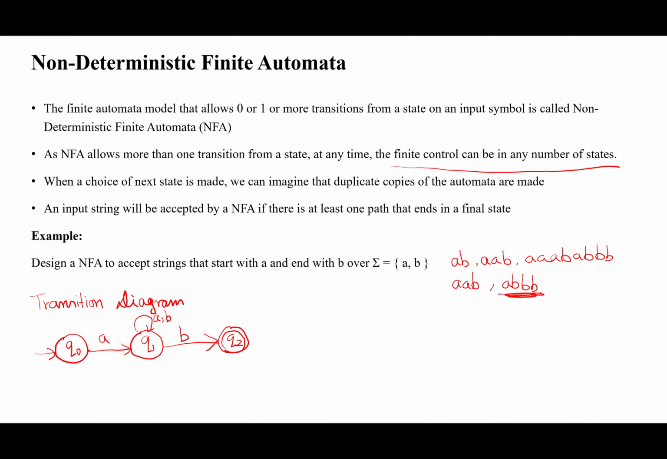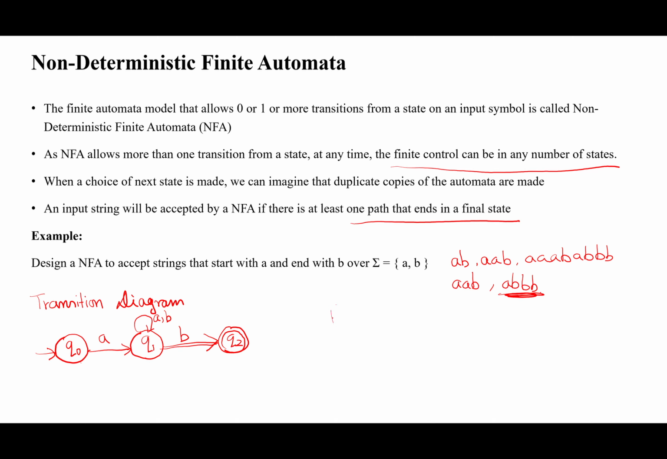Here one path ends with the final state. For the input symbol A, the transition will be from Q0 to Q1. The next B, so it will stay in the same state Q1. Again the next B, again it will stay in the same state. Again the last B, so one path will go to the final state.